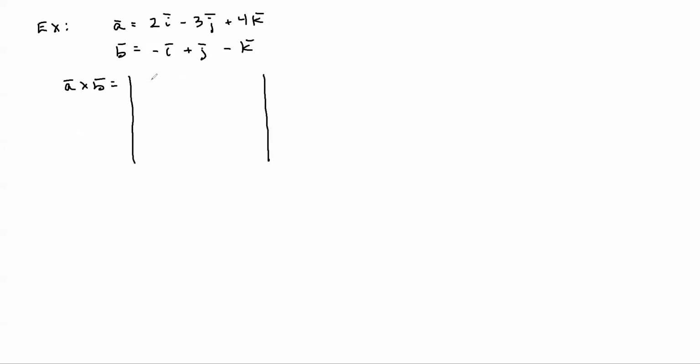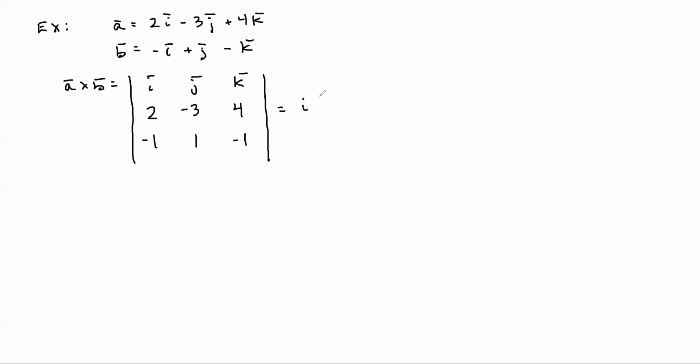Let A equal 2i minus 3j plus 4k. Let B equal negative i plus j minus k. Then A cross B is going to equal the determinant of the 3 by 3 matrix. We'll have i, j, and k, 2, negative 3, and 4, negative 1, 1, and negative 1.